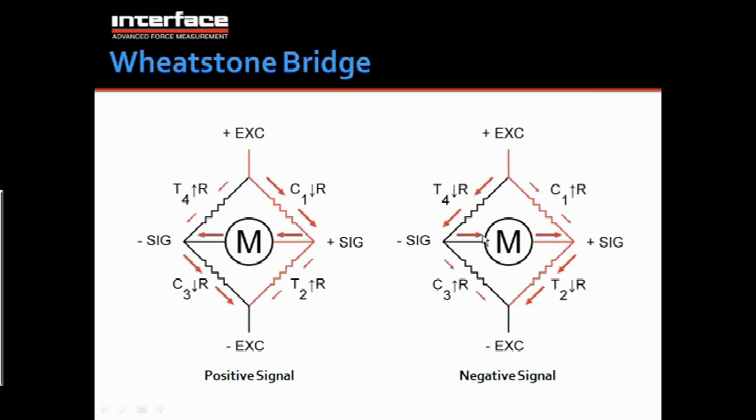On the other hand, if we have the load cell under compression, most of the electric current, once it divides at this point, is flowing to the left leg of the bridge, and flowing across the meter from the negative side of the bridge to the positive side of the bridge, and therefore we have a negative electrical signal coming out of the load cell.